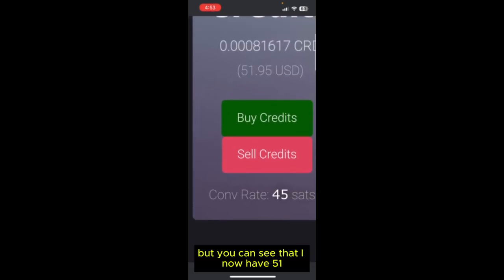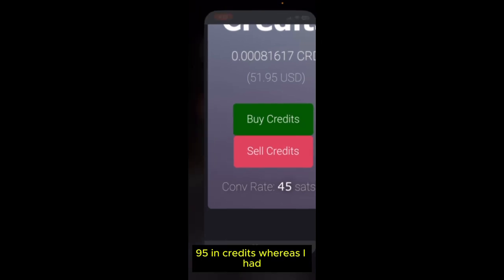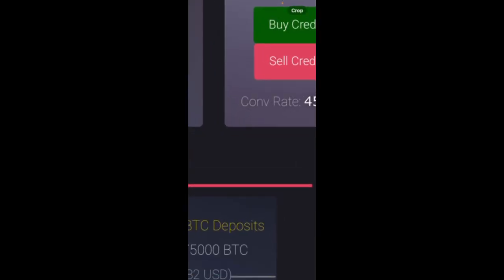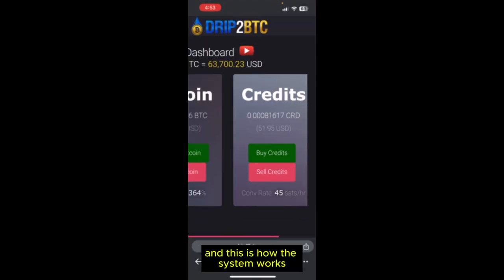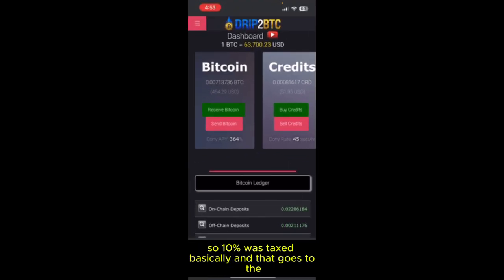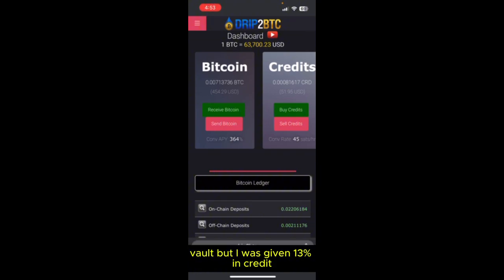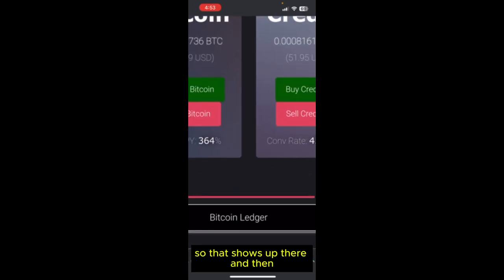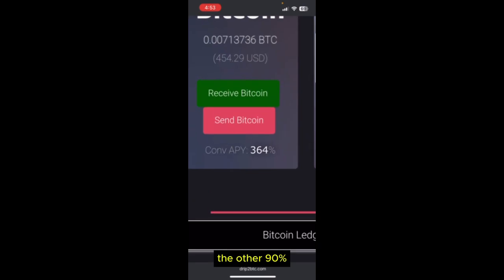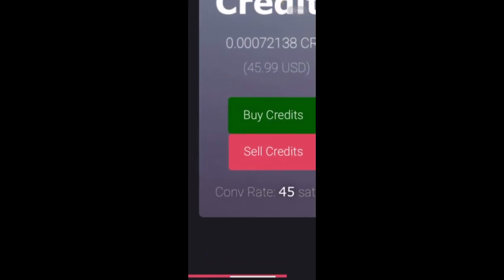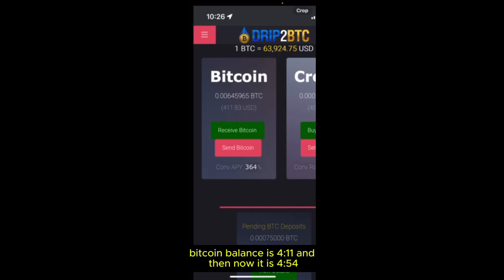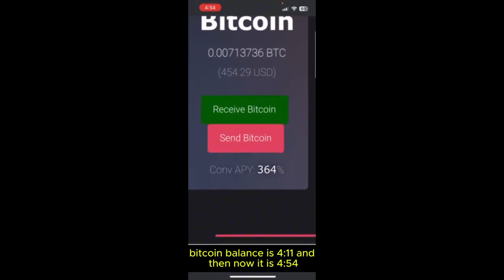But you can see that I now have 51.95 in credits, whereas I had 45.99. So the $6 basically went over. And this is how the system works. So 10% was tax, basically, and that goes to the vault. I was given 13% in credit, so that shows up there. And then the other 90% came straight over into the Bitcoin balance. If you look here, Bitcoin balance is 411, and then now it is 454.